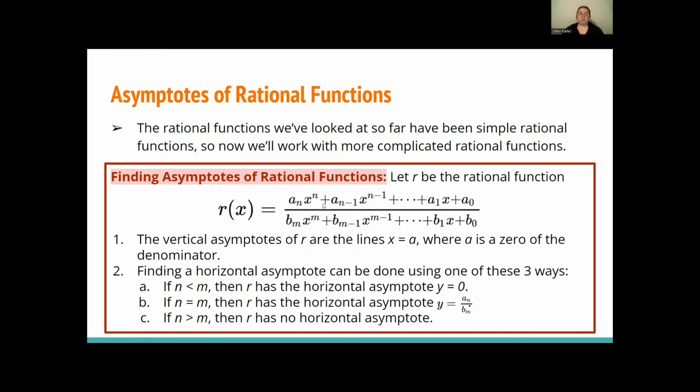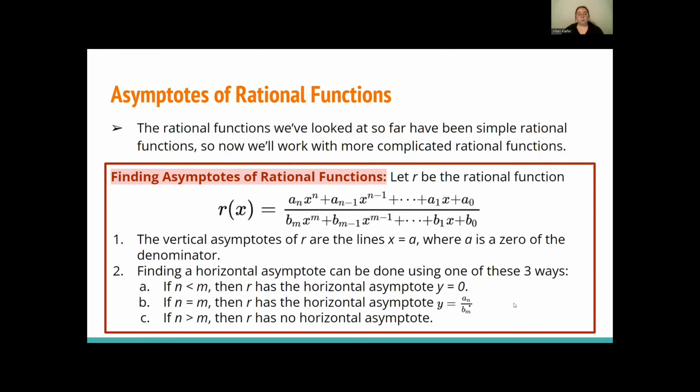Then we have this middle case. If they are equal, meaning the degree of the numerator is equal to the degree of the denominator, then your horizontal asymptote occurs at y equals a sub n divided by b sub m. We notice that a sub n is the coefficient in front of the leading x term, x to the power of n, and b sub m is the leading coefficient of the denominator. You would divide these two values, and that would be the value of the horizontal asymptote.